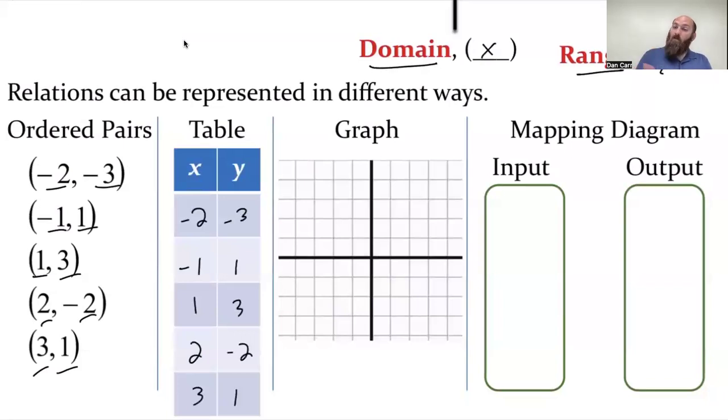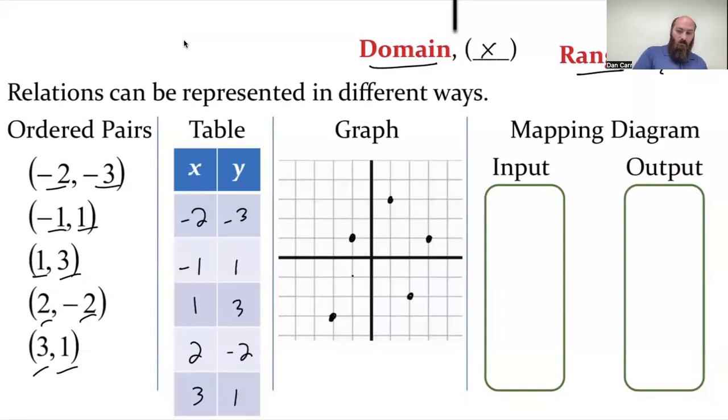Okay, we can plot them on a graph. These are just plotting points in this case. So we've got -2, -3; -1, 1; 1, 3; 2, -2; and 3, 1. So they're just points on a graph then.